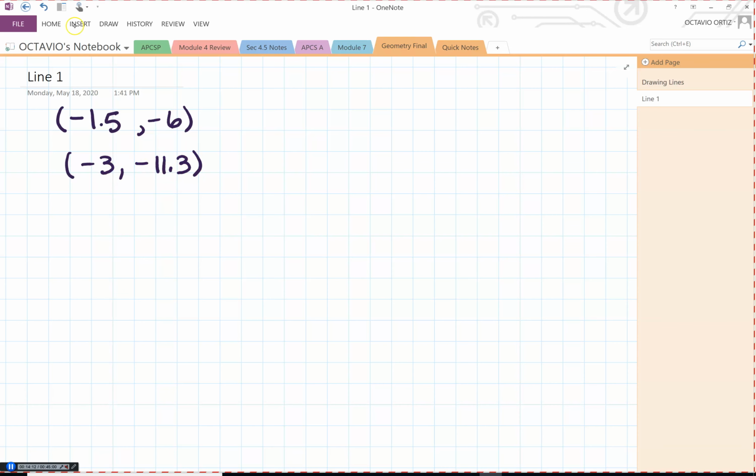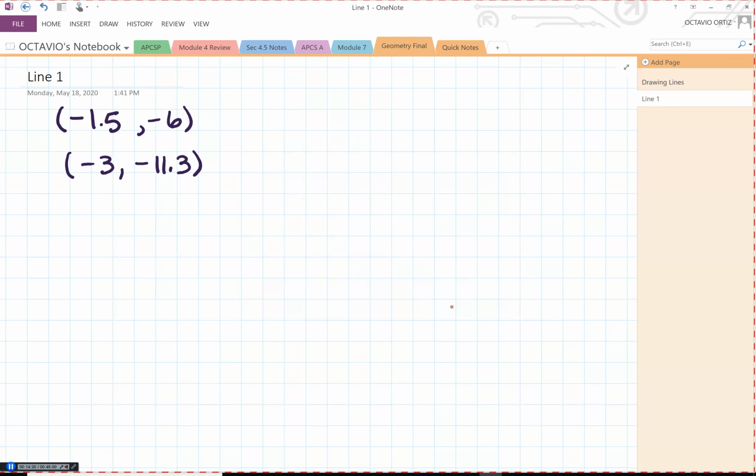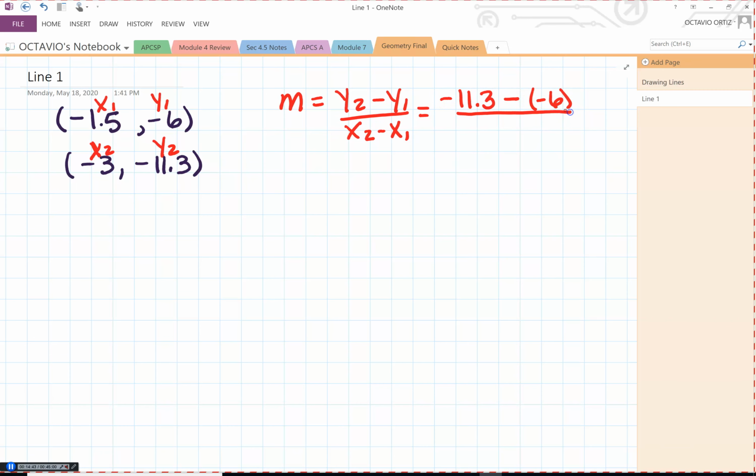And so this is the process that you're going to do for these lines. You're going to do the same process multiple times. First thing we want to do is identify x1, y1, x2, y2. We want to get the slope using the slope formula. You subtract the 2 y's and then divide that by the difference of the x's. So negative 11.3 minus a negative 6 over negative 3 minus negative 1.5.